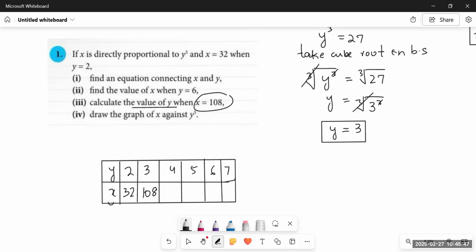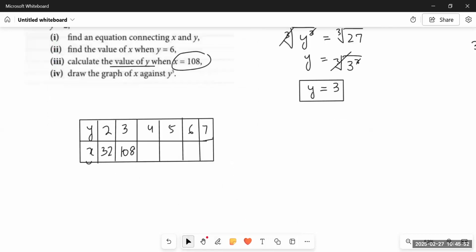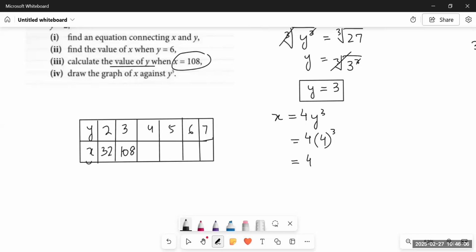Using the same equation, let us find some more values of x. So the equation was x is equal to 4y cube. If we substitute y with 4, 4 4s are 16, 16 4s are 64. So we will multiply 4 with 64, and the answer to this would be 256. For the value of y as 4, the value of x would be 256.